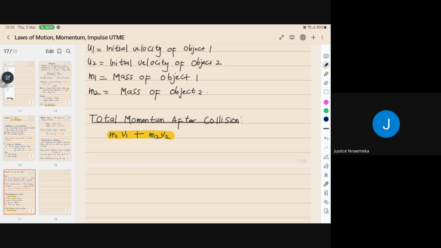All right. So remember that your V1 is the final velocity of object 1 after collision. Then V2 is the final velocity of object 2. That's after collision.